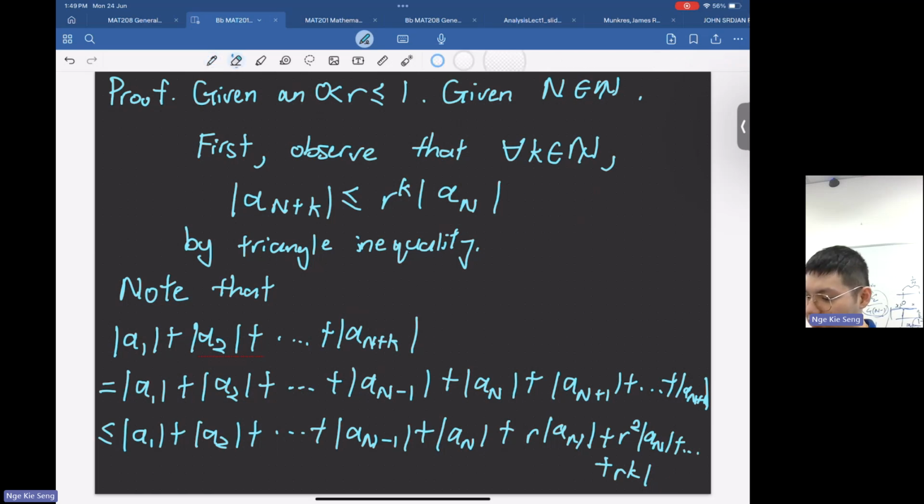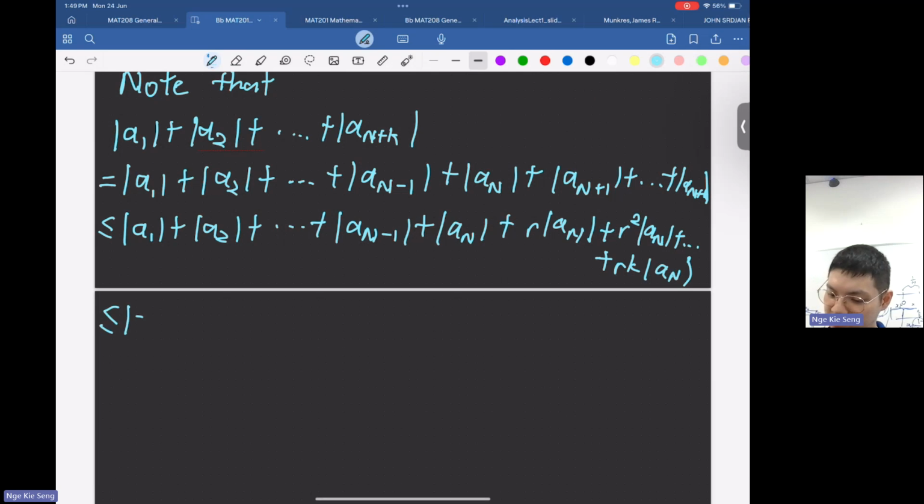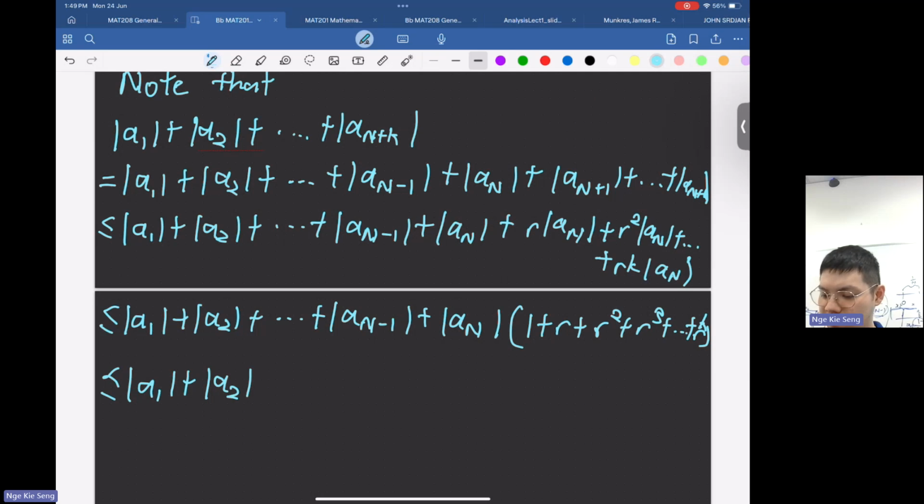So what's the sum of the last few terms here? Do you feel familiar or not? Yes, geometric sum. You can first factor out a_n, and then what's at the back? 1 plus r plus r squared plus r cubed plus dot dot dot until r^k. What's the formula for this sum?